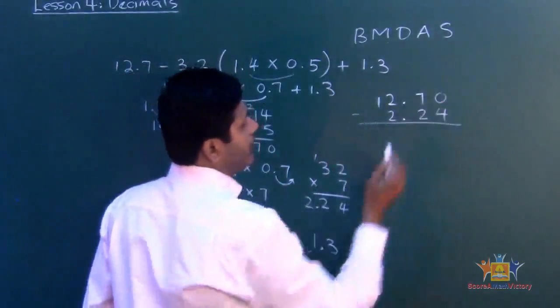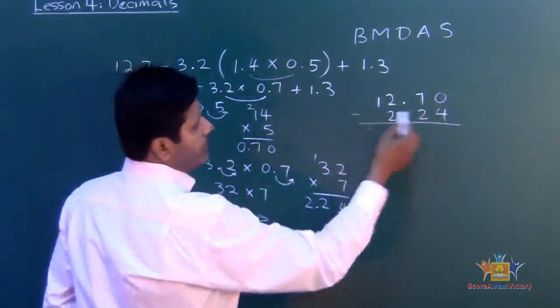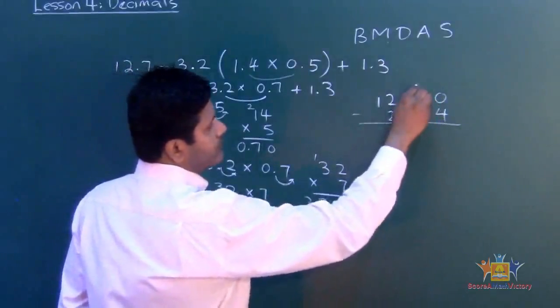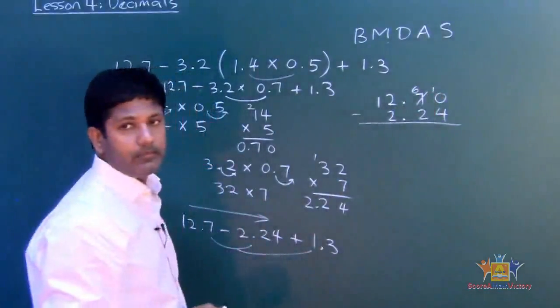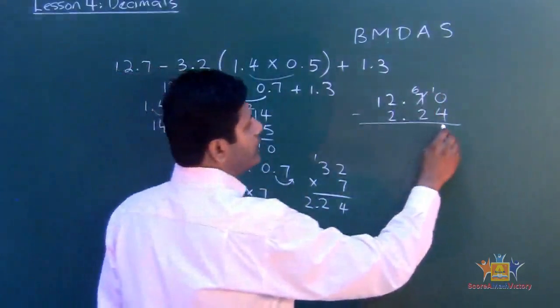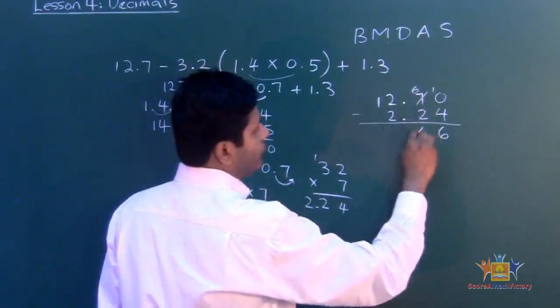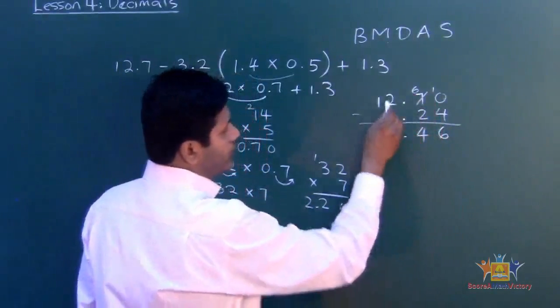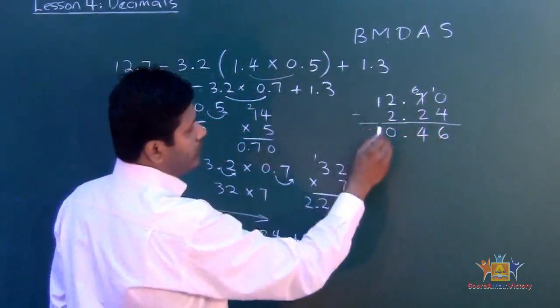Then I'm going to add a 0 behind it. So now 0 minus 4, I cannot. So I borrow from 7, 7 becomes 6, 0 becomes 10. 10 minus 4 is 6. 6 minus 2 is 4. Bring the decimal straight down. 2 minus 2 is 0, and then bring down the 1.